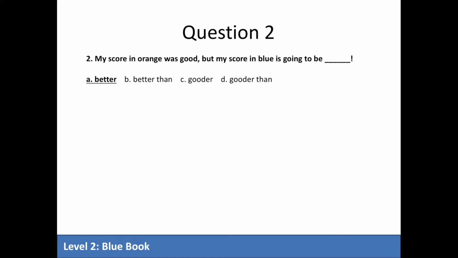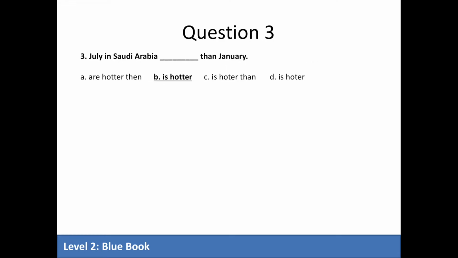Question 2. My score in orange was good, but my score in blue is going to be blank. Again, we're talking about our grade in blue, and we want it to be higher than orange. So we know we're talking about better, A. Question 3. July in Saudi Arabia blank than January. So here, again, we need a verb. We need the be verb is, because we're talking about July in Saudi Arabia. Also, we have the adjective hot. To form the comparative, we have consonant, vowel, consonant. So we'll need to double the T and add ER. We already have than, so B is the correct answer.